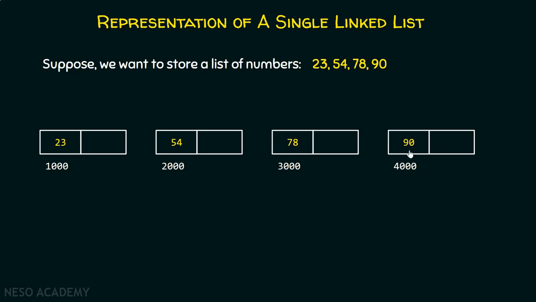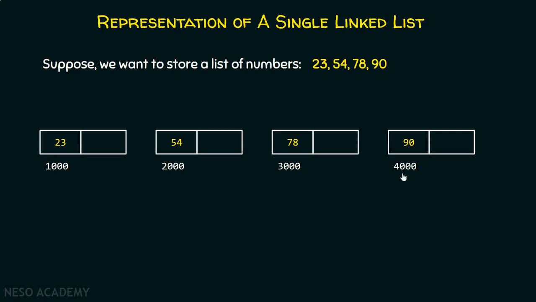Now, I would like to tell you that these nodes need not be stored in sequential order in memory. This should be well noted. For simplicity's sake, I have taken these addresses. The first node address is 1000, the second node address is 2000, the third node address is 3000, and the fourth node address is 4000. And you can see the addresses need not be sequential. This is not an array, this is a linked list.